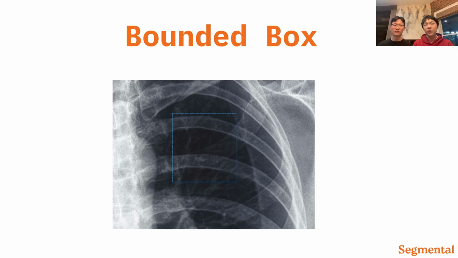The bounding box is our primary method of interaction. It's an intuitive way for a user to quickly tell the AI which area to focus on. By simply drawing a box, they provide the model with the necessary context to generate a highly accurate segmentation, whether it's a small lesion or an entire organ.